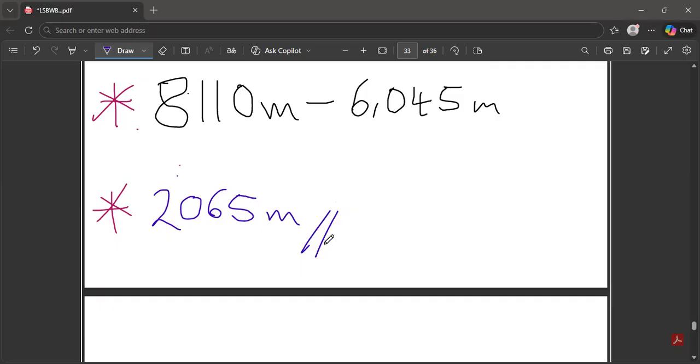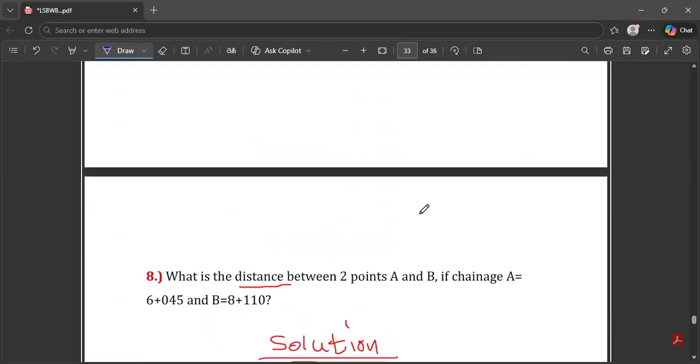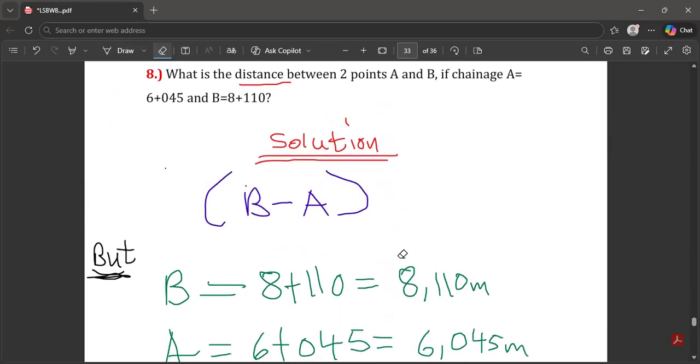The question was looking for distance, and distance is measured in meters. If it was a Chainage, you would have to leave your answer in the form of a Chainage. I told you that Chainages are written in this form, something like 0 plus what? Even if you see something like this, a Chainage, don't get confused. So that is it. The question was, what is the distance between 2 points?